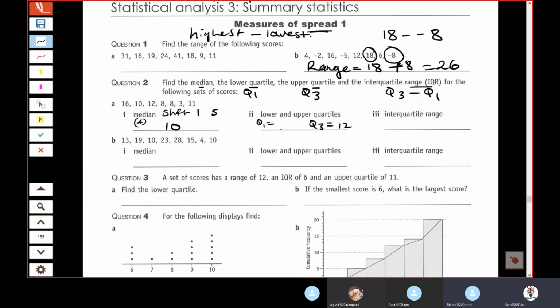Eight. Perfect. Easy. Yeah, I get it. And then the interquartile range, your IQR, is just your Q3, 12, take away 8, which is 4.